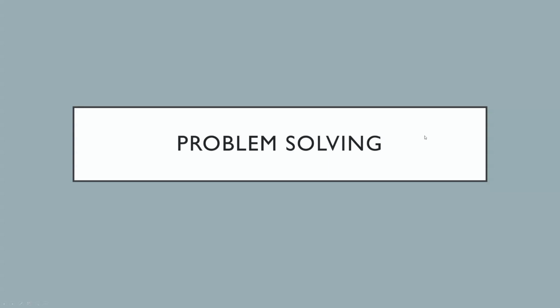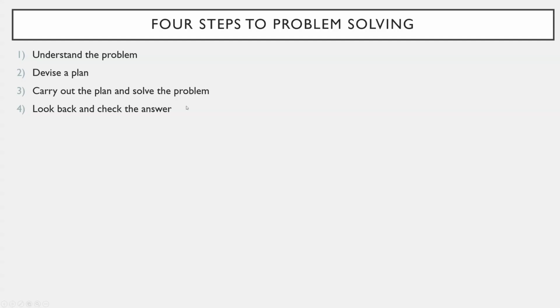In this quick review video, we want to talk about the 4 steps to problem solving. These are the 4 basic steps you're going to take when you want to solve some type of word problem or general problem solving question. The first thing you want to do is understand the problem. Oftentimes that means reading through the problem, maybe writing down the information you're given, and then understanding what you're being asked to solve.